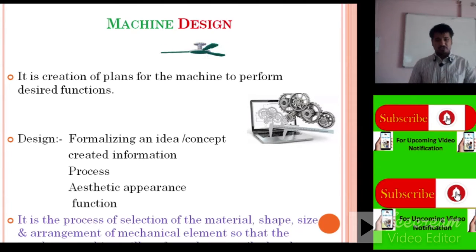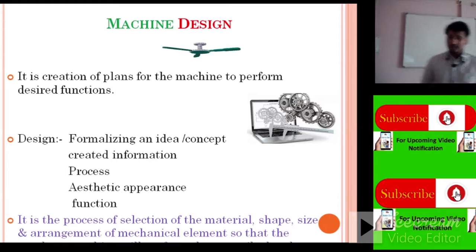We will again take a look and you have to compare with our example. It is the process of selecting the material, shape and size. When we design the fan or a machine, we have to design the shape, size and material of our machine, and also the arrangement of mechanical elements, so that the resultant machine, after combination of all these things, will perform the desirable task.